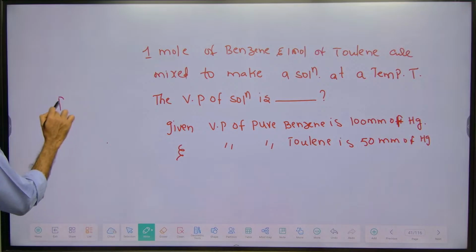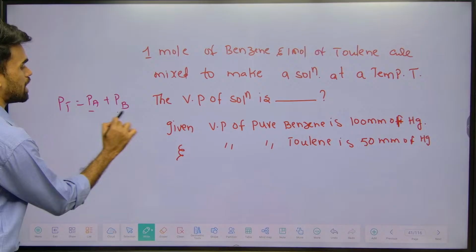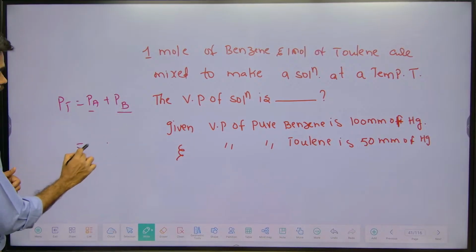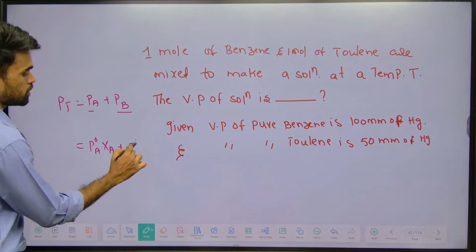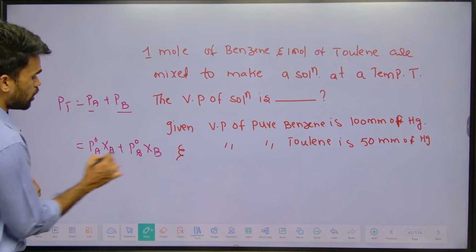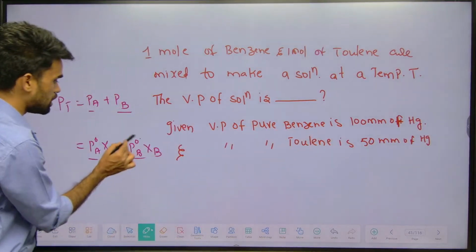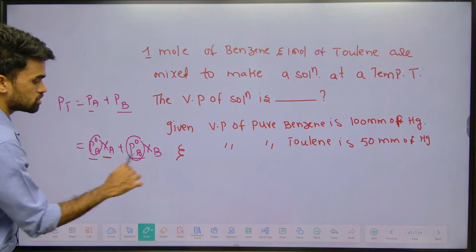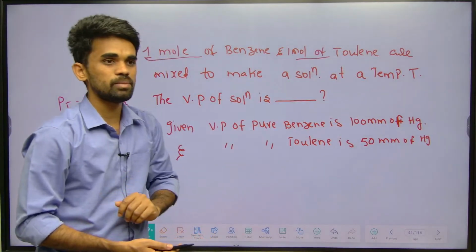P total equals PA plus PB. Now tell me what the PA and PB values are. Like P naught A chi A plus P naught B chi B. Now we have the P naught A and P naught B values here, 100 and 50. Okay, these values are there, fine. What about the chi values? Easy, from the question.